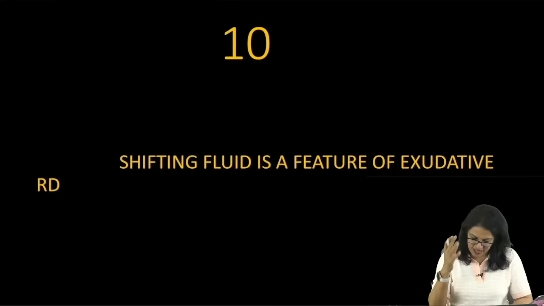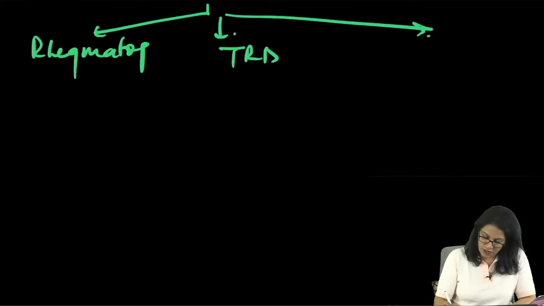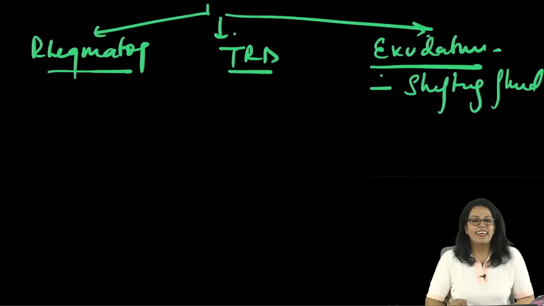Shifting fluid is a feature of exudative RD. Is it correct? Yes. Very important point. Shifting fluid is an important feature of exudative RD. Now, very quickly, let's revise what were the types of RD. We will talk about rhegmatogenous RD, quickly revise this. Then we talk about tractional retinal detachment and exudative retinal detachment. Now, what are the questions they have asked you? I cannot go into too many details, but very quickly, for exudative, we are learning shifting fluid, very important. If you see my previous sessions, I have shown you a USG B scan where we can appreciate the different position of retina due to the shifting fluid. Please have a look at it.